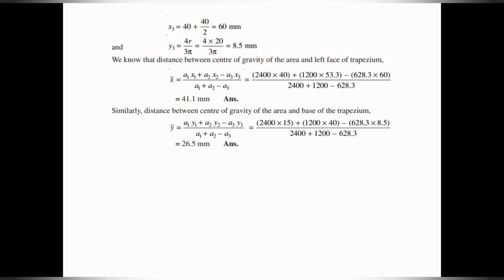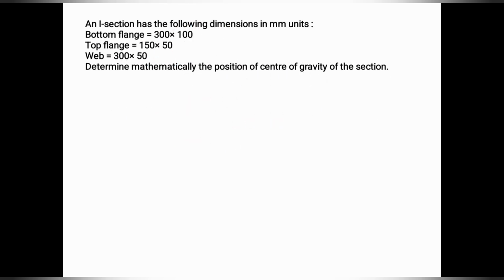X bar equal to, as I told earlier, you are adding 1 and 2 and subtracting 3. So a1 x1 plus a2 x2 minus a3 x3 divided by a1 plus a2 minus a3, that is the formula. So we can find the answer as 41.1 mm. Similarly for y bar, in place of x substitute the value of y. So a1 y1 plus a2 y2 minus a3 y3 divided by a1 plus a2 minus a3 will give you 26.5 mm.